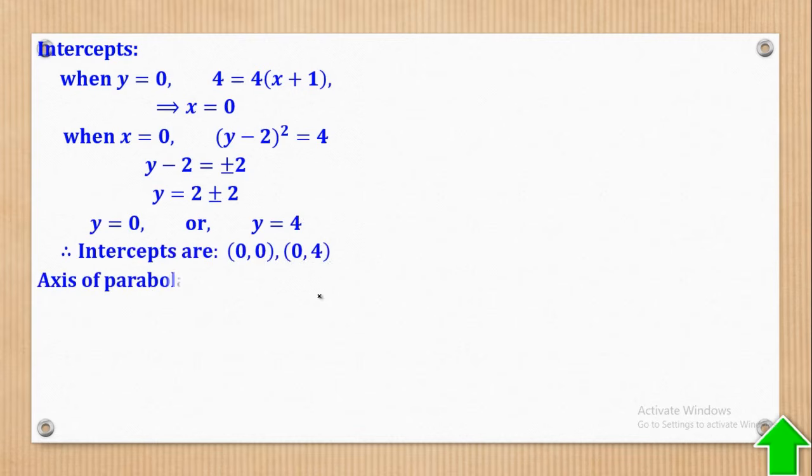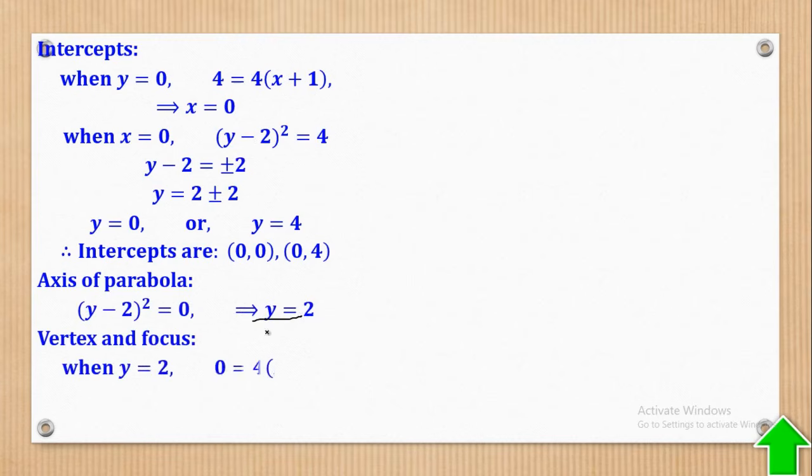What about the line of symmetry? For the line of symmetry, you equate this to 0. You'll come up with y equal to 2 as the line of symmetry. Then for the vertex, it means that when y is equal to 2, what is the value of x? X will be equal to -1. Therefore, the vertex is (-1, 2).